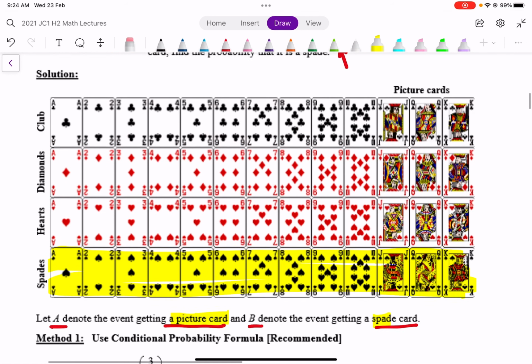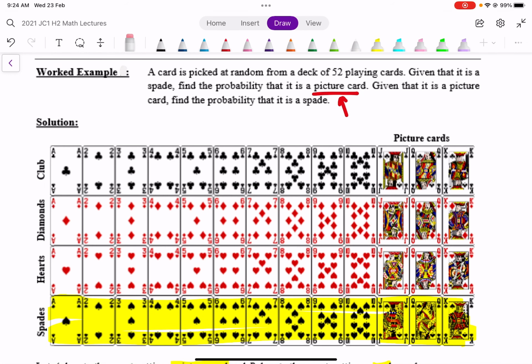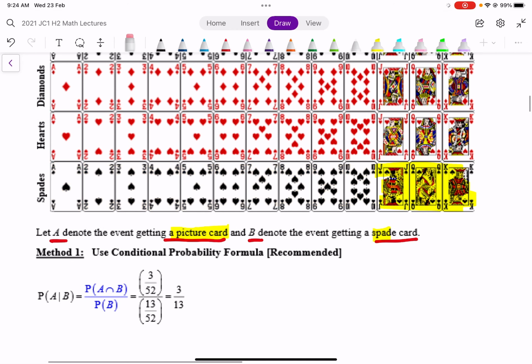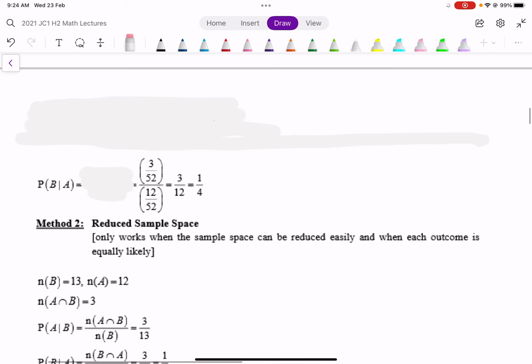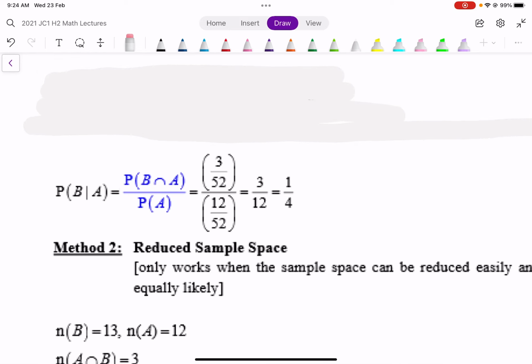We're going to use this method to also solve our second question, which is that you are given a picture card and you need to find the probability that it is a spade. So it's like the other way around. Same thing, we are using the same two events, A for picture card and B for spade. But now the question is asking us to find the probability of B given A. Again, we can use the conditional probability formula, and you realize that B intersect A is the same set as previously, the three picture cards that are spades. So it's still 3 out of 52.